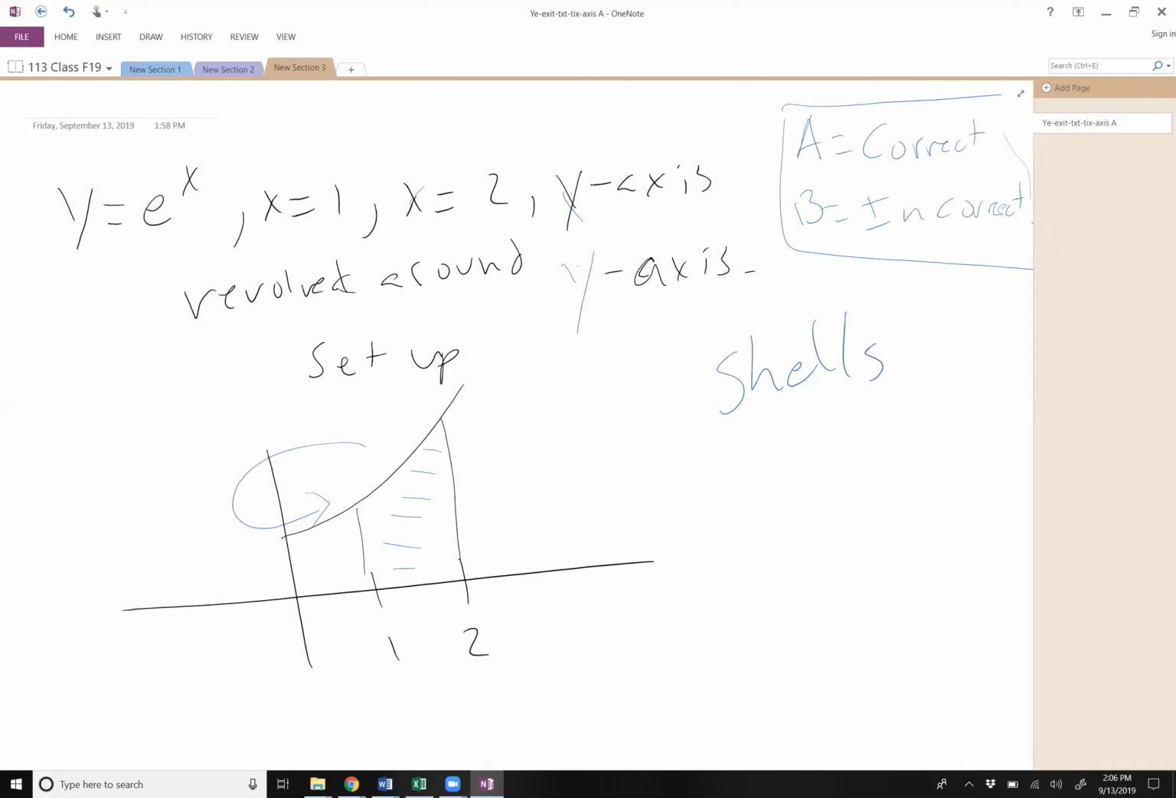Okay, I'm going to write down what the setup is. So just be honest. If this is what you got, then go ahead and click A for being correct, and then B for incorrect, and then we'll talk about it.